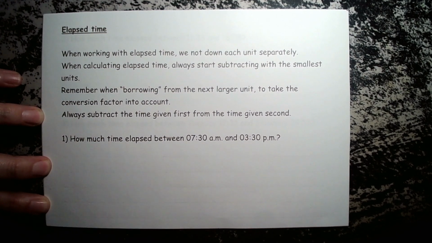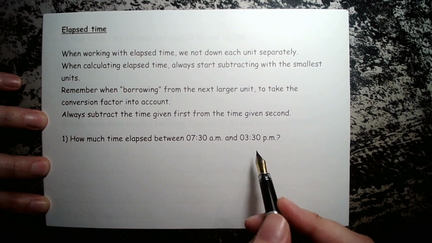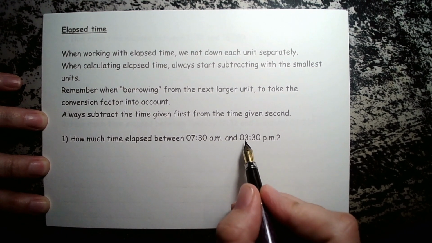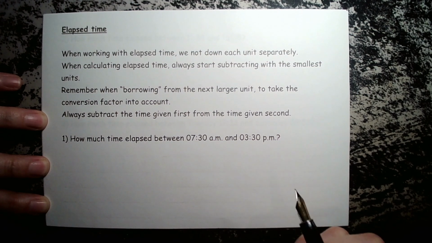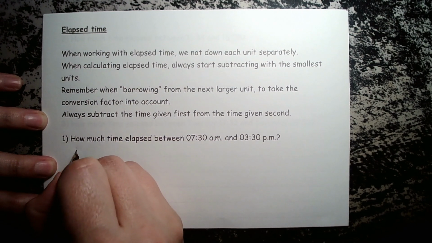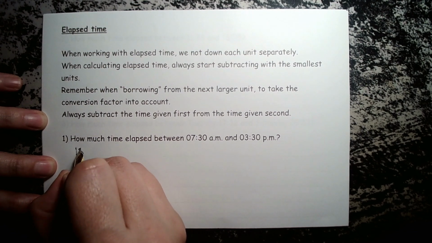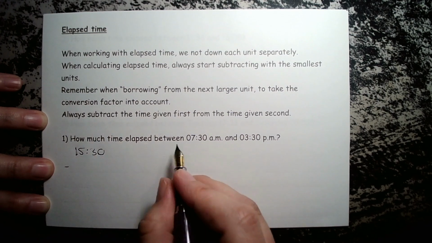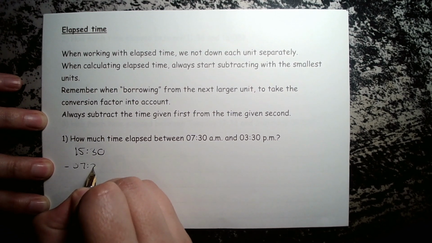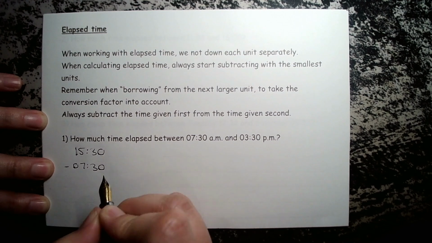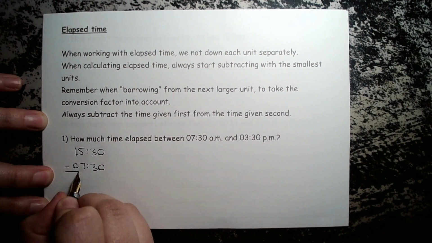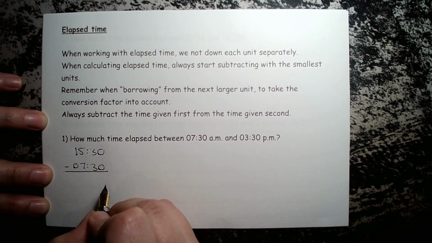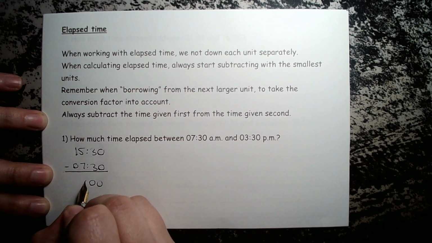So, column method. So we are going to subtract from 3:30 in the afternoon. Now 3:30 p.m., that would mean that this 3 plus 12 gives us 15. So 15:30 minus 7:30. I don't know why my pen is not working very nicely today. So 0 minus 0, 0. 3 minus 3, 0. So we can do that. 30 minus 30 we can do.